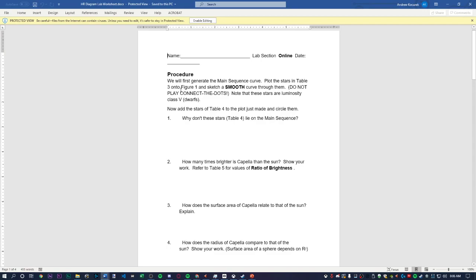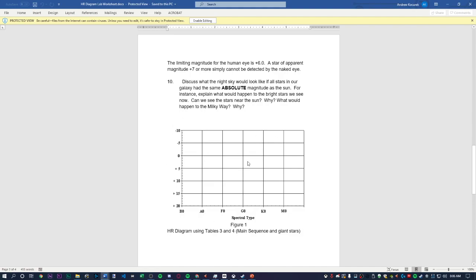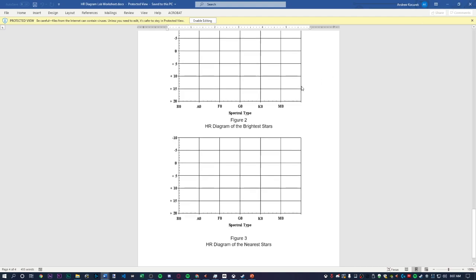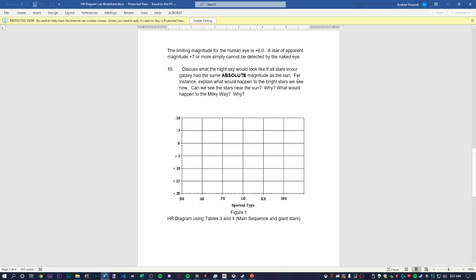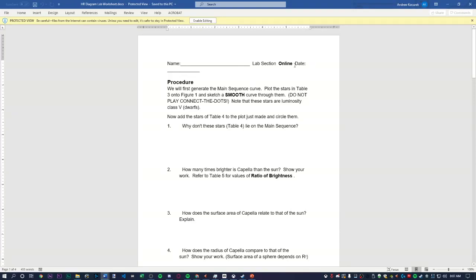For this lab, you're going to plot all of the stars that it says on here, and on here. You're probably going to have to print it out, unless you have some kind of fancy way of manipulating documents. If you do, that's fine, I'll take it, but if you don't, I would print it out and plot it myself. So the procedure here, you're going to generate a main sequence curve.